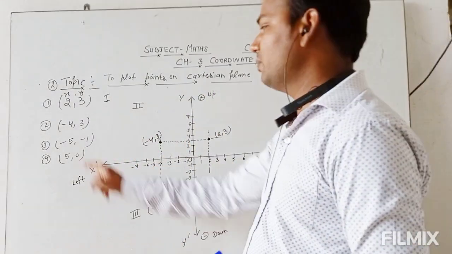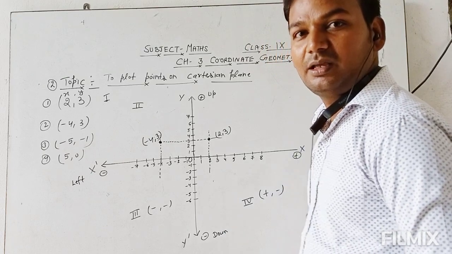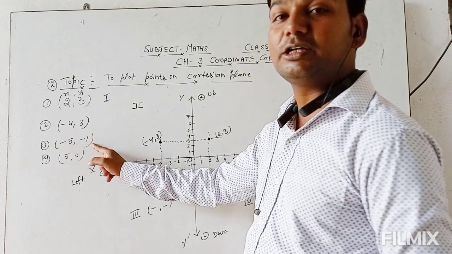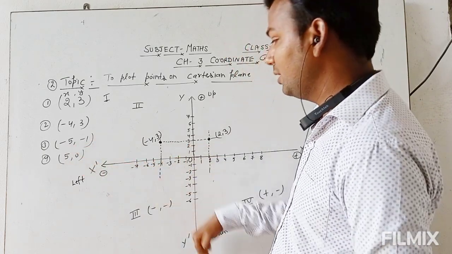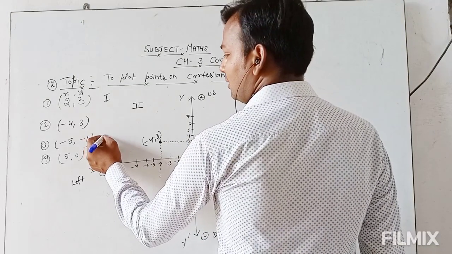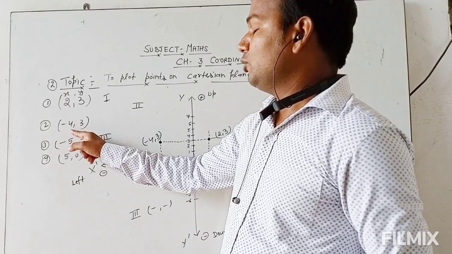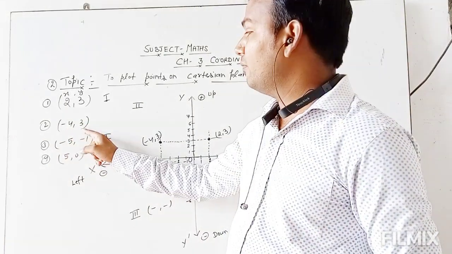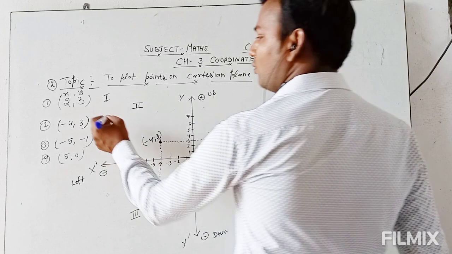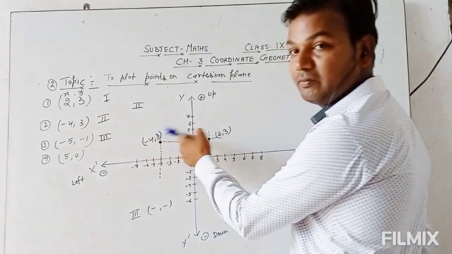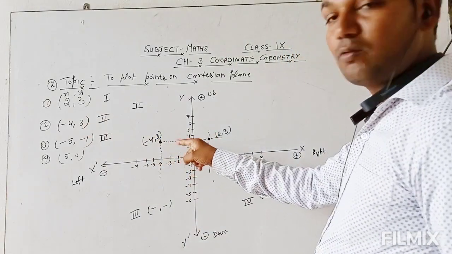Now the third point is (-5, -1). Here the x coordinate is negative and the y coordinate is negative, so you can tell it will lie in the third quadrant. If the x coordinate is negative and the y coordinate is positive, it will lie in the second quadrant, as you can see here.